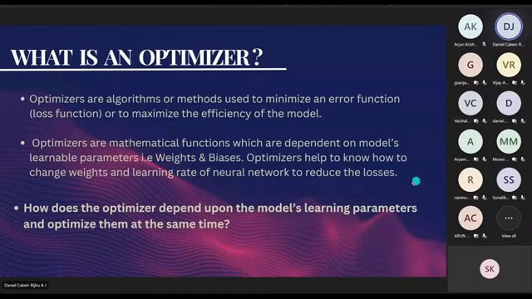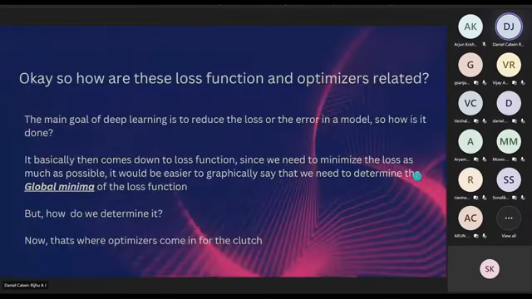So how exactly do they do it? That's where the loss function comes into the picture. We have been discussing reducing the loss in our model, but we'll try to put it in a graphical manner rather than just words. So we have a loss function. When we have to reduce the error in the overall model, the main goal for us is to attain the global minimum of the loss function.